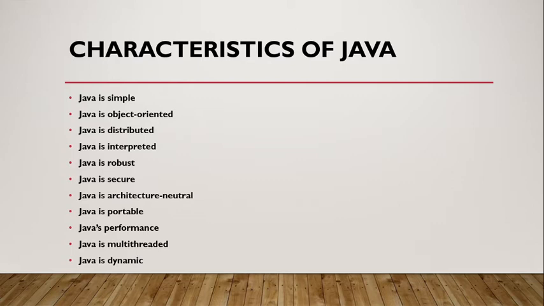Java's performance: with the use of just-in-time compilers, Java enables high performance. The Java compiler is designed for performance. Java code is compiled into bytecode, which is fed to the JVM or Java Virtual Machine before it's converted to machine-level code.